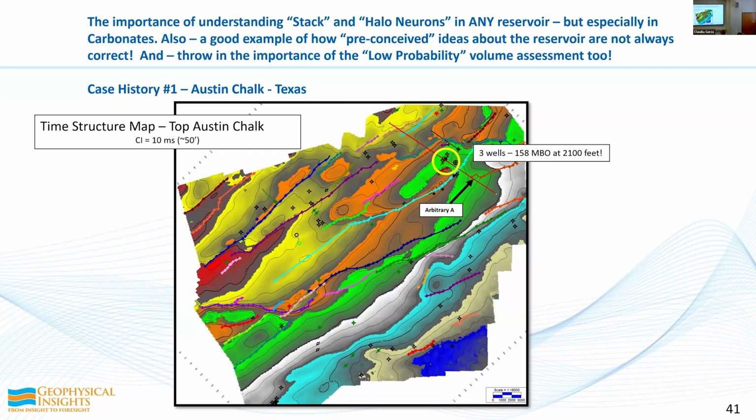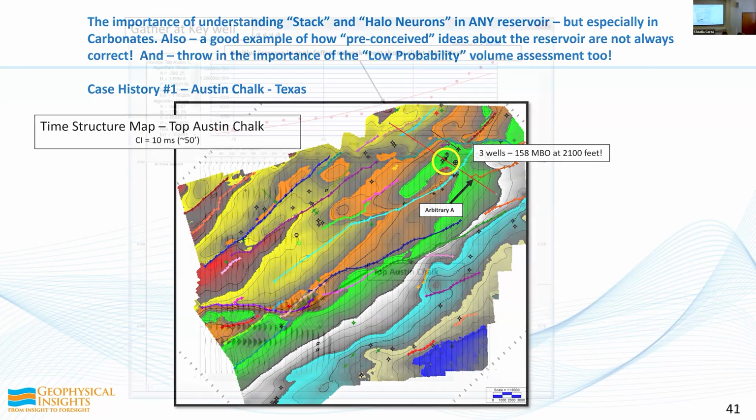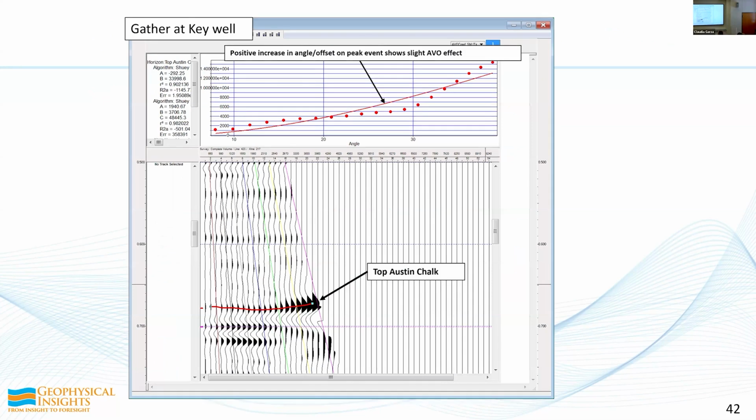So I have beautiful data, and it was 55-foot bins. Statistically, you don't get much better than that in real life in the Gulf Coast, for sure. I had gathers. I had all the angle stacks. I'm still dealing with a carbonate, but carbonates have AVO signatures too.